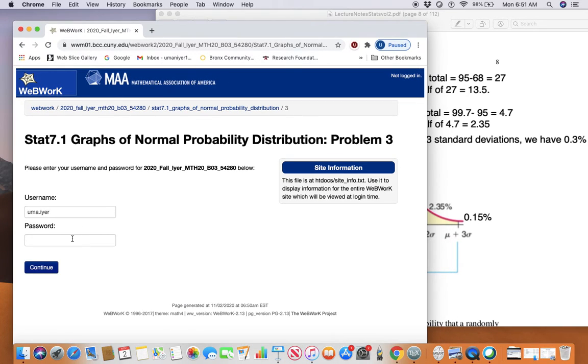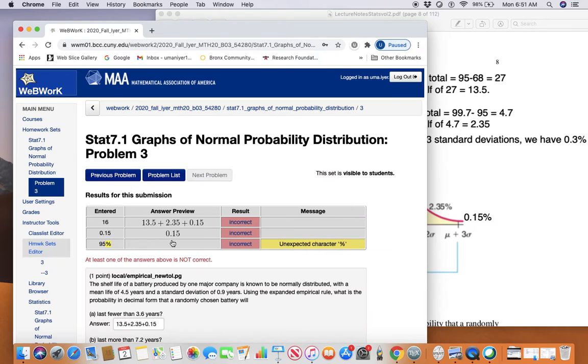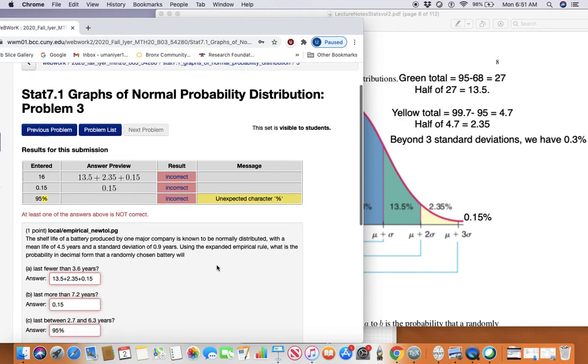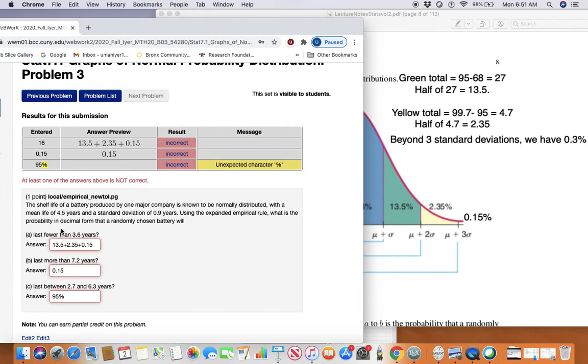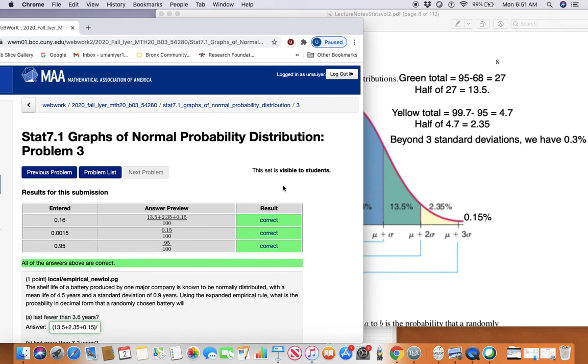Oops, I got kicked out. Oh, I'm sorry. They don't want percentage, they want it in decimal. All of this is percentage, remember? They want probability in decimal form, which means you want to divide by 100. Wherever you see percentage, you want to divide by 100. Okay, now that's correct.